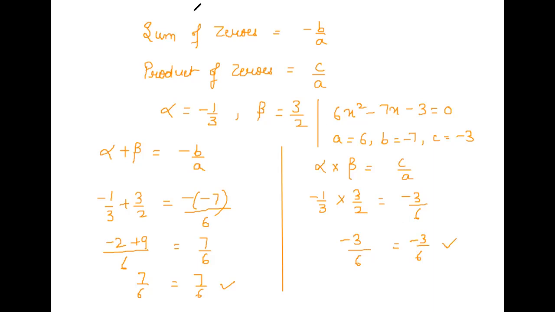So this is our relation, that is sum of zeros is equal to negative of b upon a, and product of zeros is equal to c upon a. Now another kind of question will be like if the sum of zeros and product of zeros are given. So let me take another question.